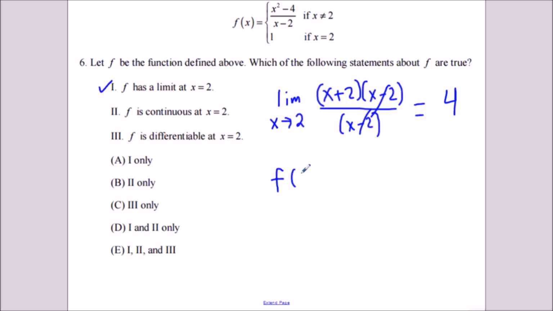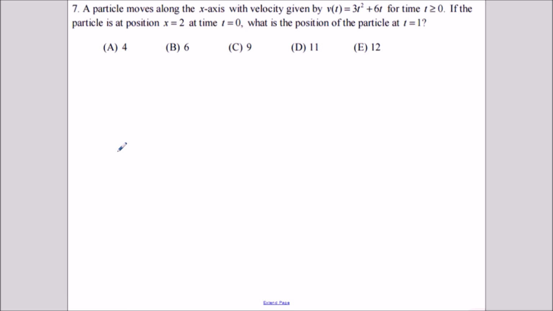Is the function continuous at 2? Well, if we look at the function value at 2, the second line here tells us the function value at 2 is equal to 1. And since 4 does not equal 1, that means the function is not continuous at x equals 2. If this number down here was a 4, then we could say that the function is continuous at 2. But if we know the function is not continuous at 2, that automatically disqualifies it from being differentiable at 2. So by getting rid of Roman numeral 2, we also get rid of Roman numeral 3. And that means that only 1 is true. So for question 6, we should have choice A.